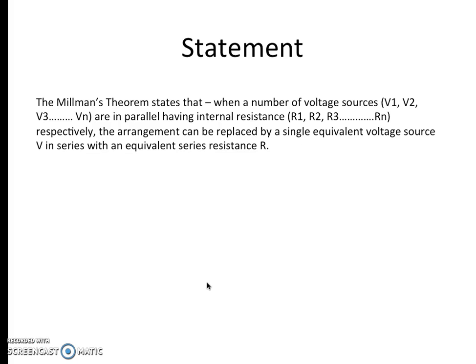Now the statement for Millman's theorem. Millman's theorem states that when a number of voltage sources, say V1, V2, V3 till Vn, are in parallel having internal resistances R1, R2, R3, Rn respectively, the arrangement can be replaced by a single equivalent voltage source V in series with an equivalent series resistance R.